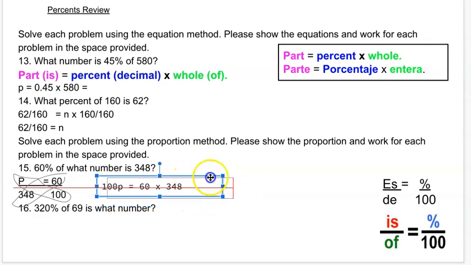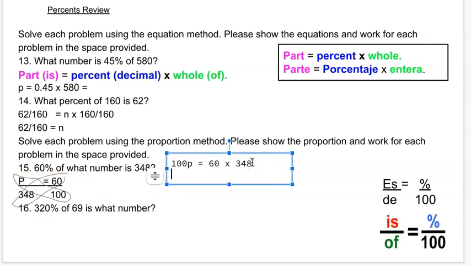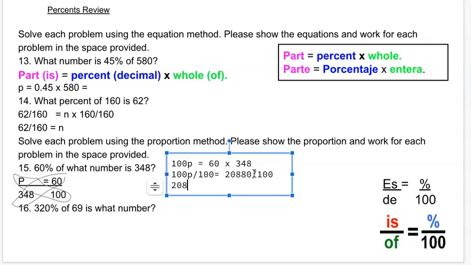100P equals 60 times 348. I'm going to use my calculator. 60 times 348 is 20,880. And then to get rid of 100, we divide by 100 on both sides. On my calculator, I get 208.8 is my answer there.